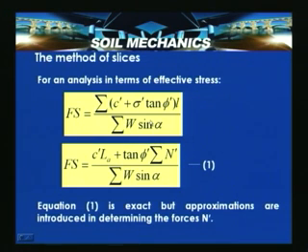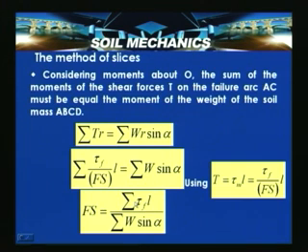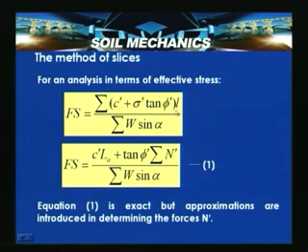W sin alpha. So, here what we did is that this tau f we have written as C dash plus sigma dash tan phi dash into L, where C dash and phi dash are the effective cohesion and effective internal friction of a soil. Now, this can be written as factor of safety is equal to C dash into LA, where LA is the length of the arc AC, which is shown in the previous slide, plus tan phi dash into summation of n dash divided by summation of W sin alpha. So, this is nothing but the resisting moment and this is the driving moment.